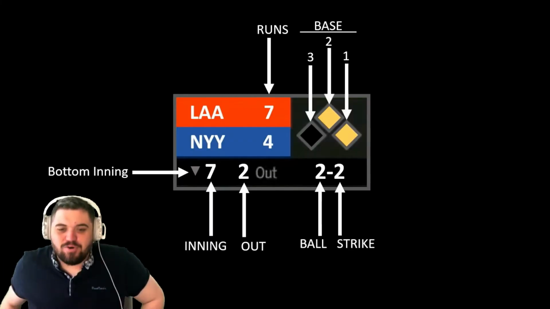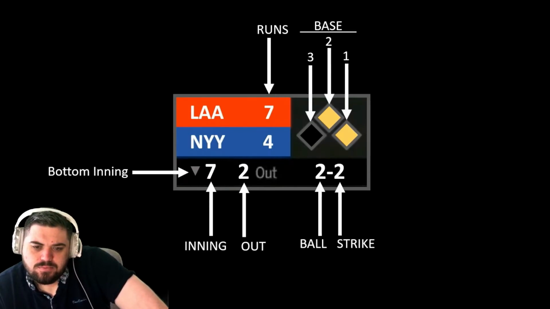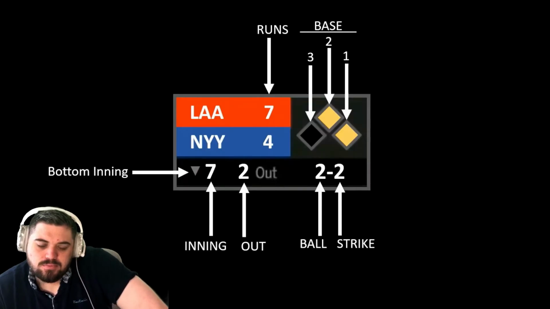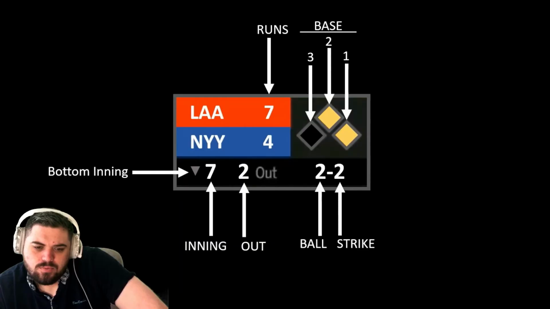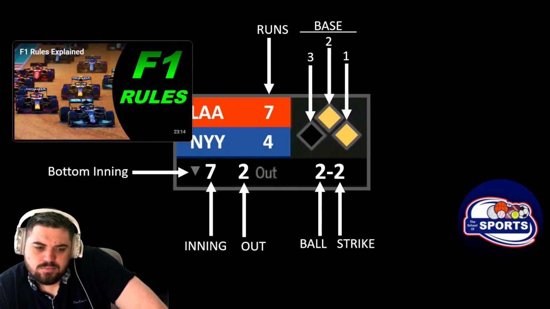On the bases, you see the first and second are yellowish, which means there's a player standing on first base and second base. Now if the batter hits a home run, the batter and the players on first and second base would get 3 runs, so NYY would have 7 runs. So it's a close game. Right now, LA is leading, but it's close. That's how you can make out from the scoreboard how the match is going.